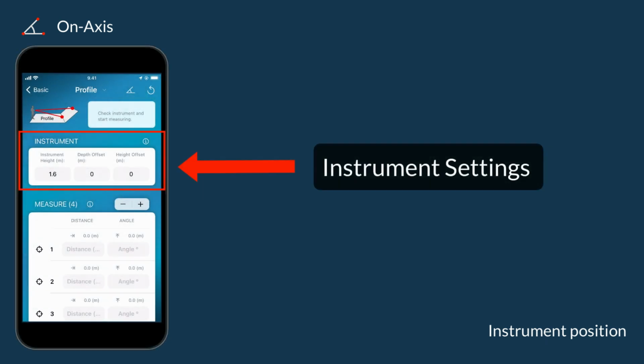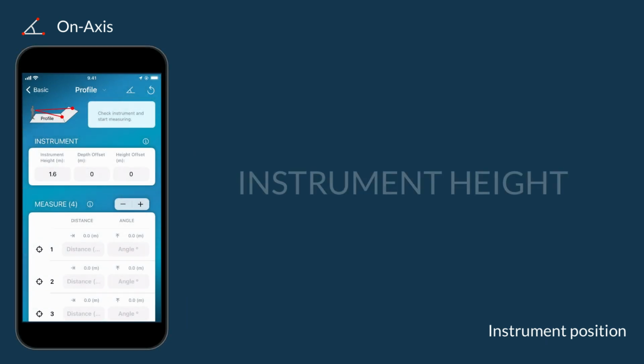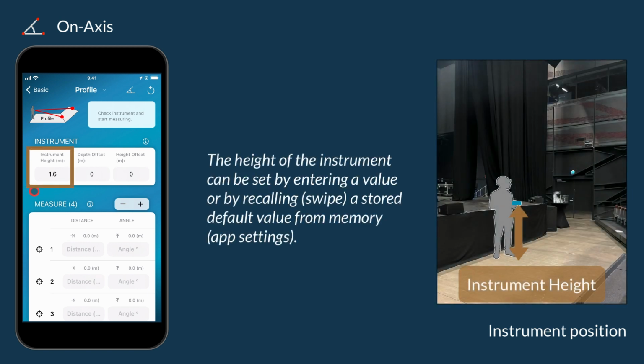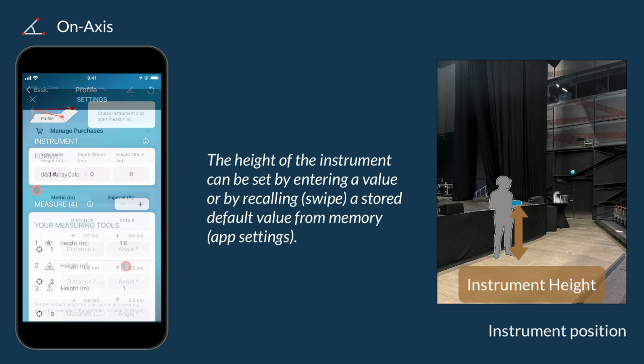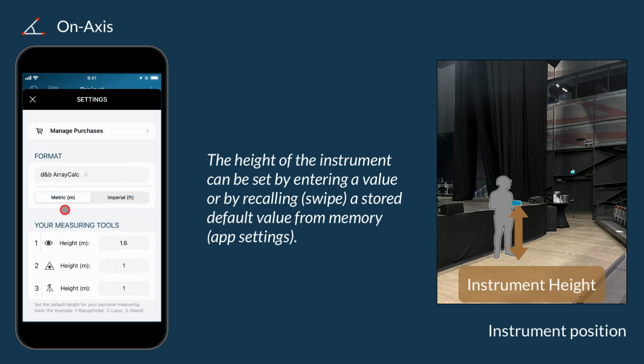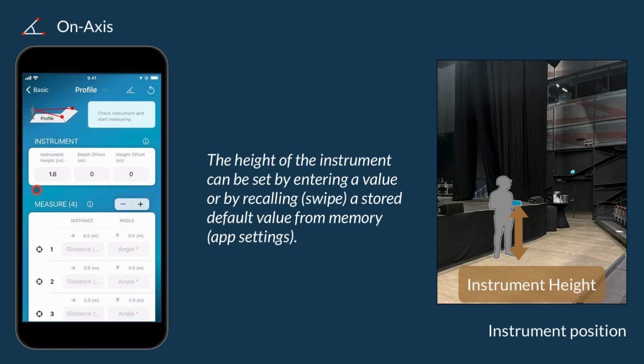In this video, we get to know the settings of the instrument position in more detail. Instrument height means how high the measuring device is held. The instrument can be, for example, a laser distance meter. The default values for this setting can be saved in the application settings. Height of 3 different tools can be saved, which can be recalled by using the swipe gesture.